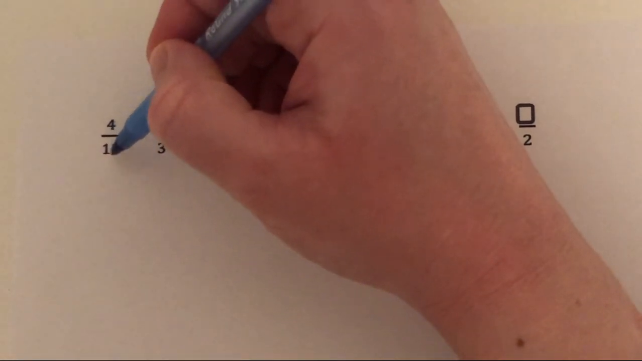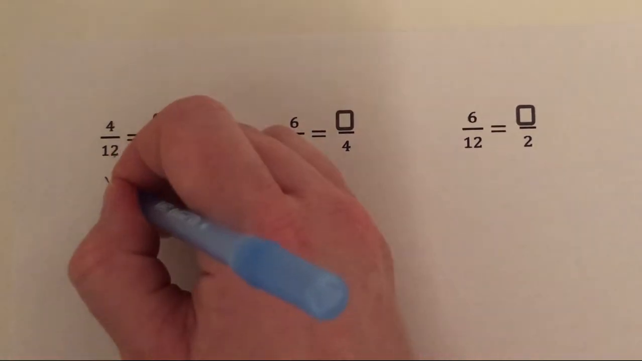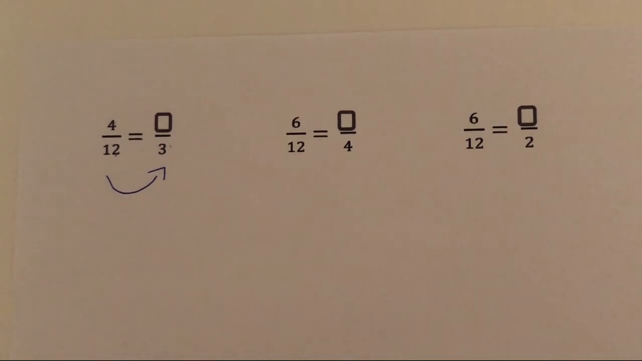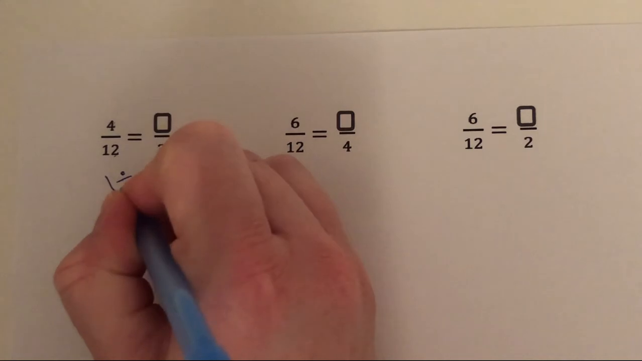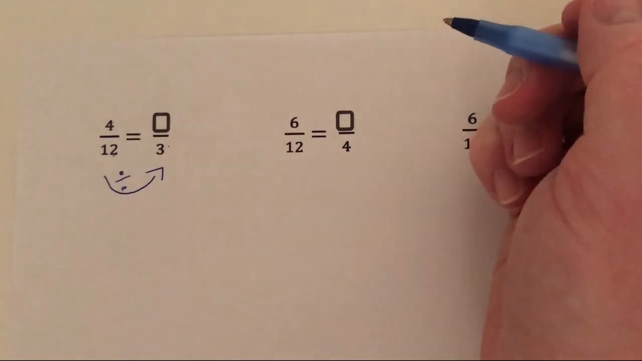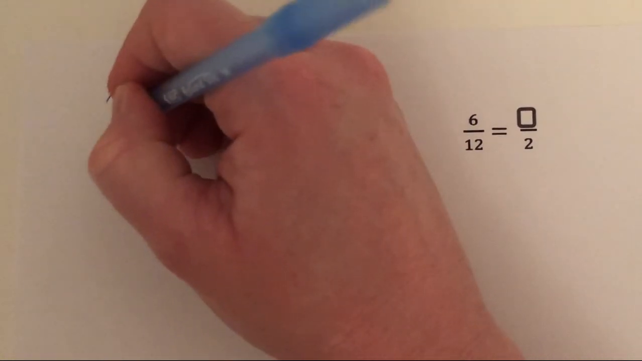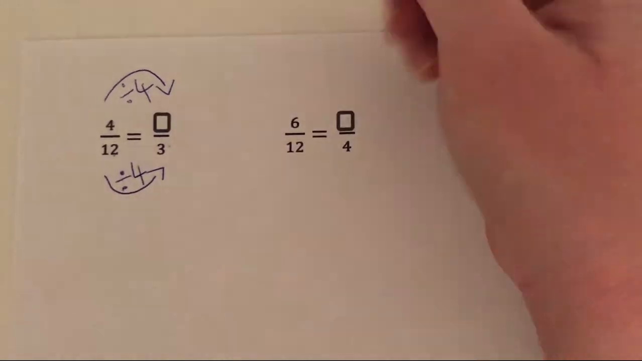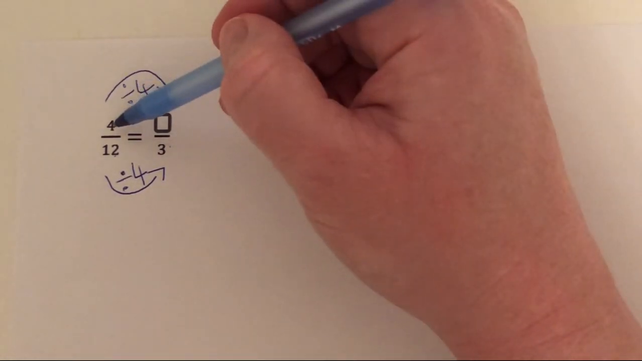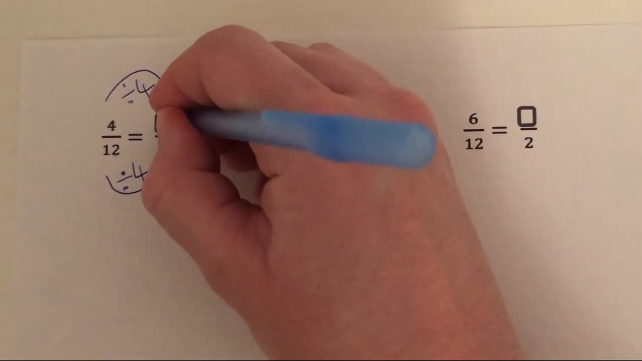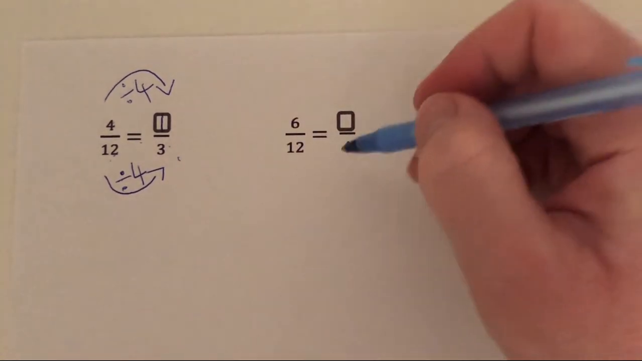So here I have 4/12ths and I need to get down to thirds. So instead of multiplying to make numbers bigger, I'm going to divide. 12 divided by what gets me to 3? 12 divided by 4 equals 3, and I must divide by 4 at the top. Whatever I do to the denominator, I must do to the numerator. 4 divided by 4 is 1. 4/12ths equals 1/3.